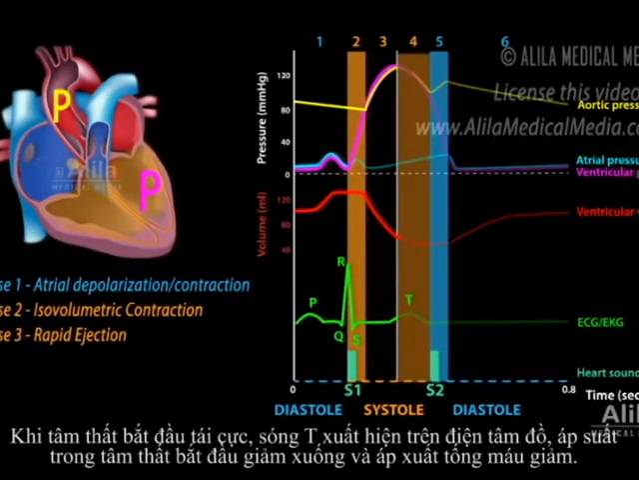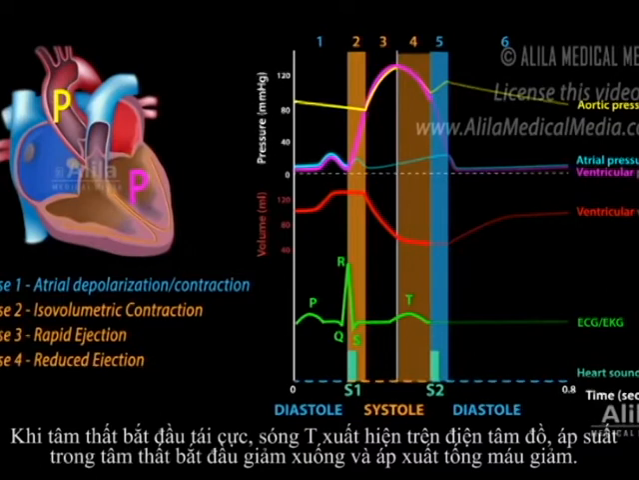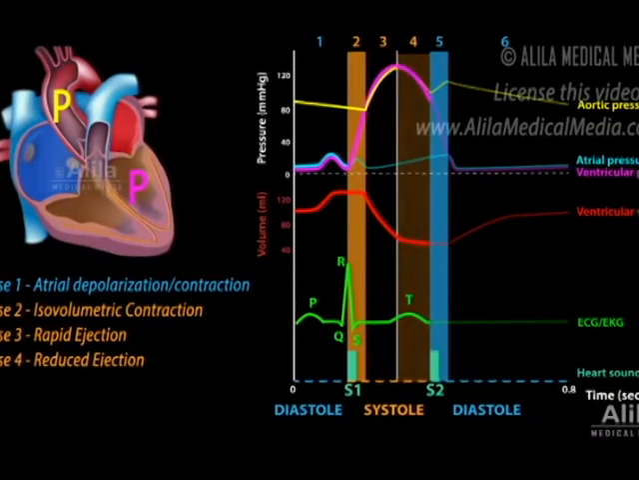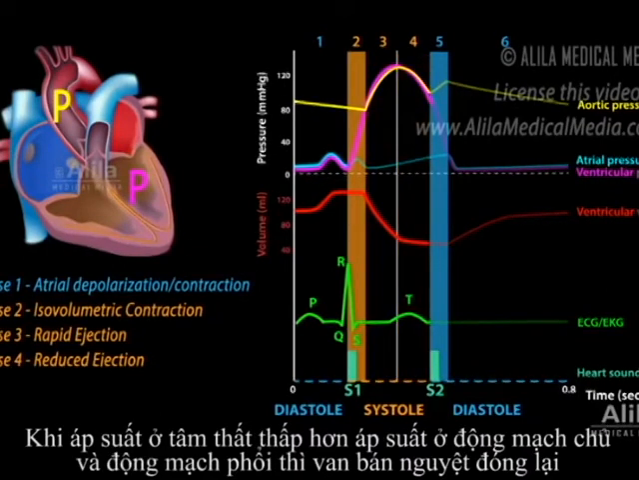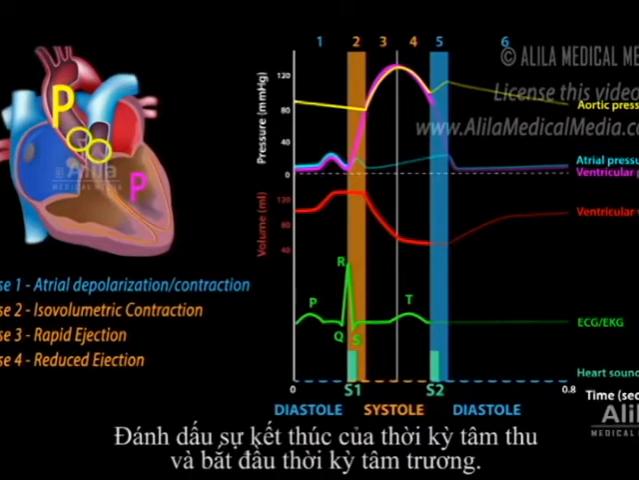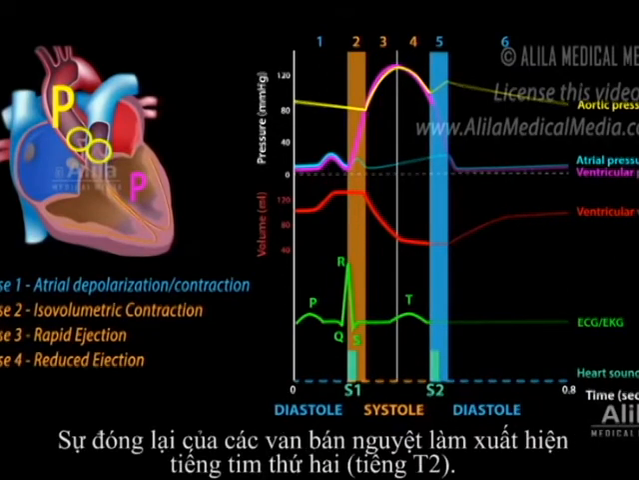As ventricular repolarization, reflected by the T wave, begins, ventricular pressure starts to fall, and the force of ejection is reduced. When ventricular pressures drop below aortic and pulmonary pressures, the semilunar valves close, marking the end of systole and beginning of diastole. Closure of semilunar valves produces the second heart sound, S2.